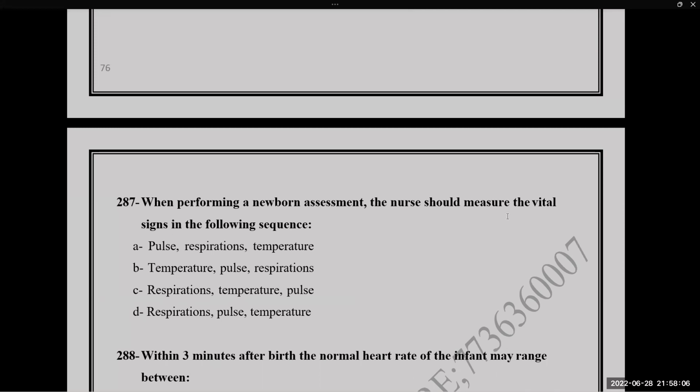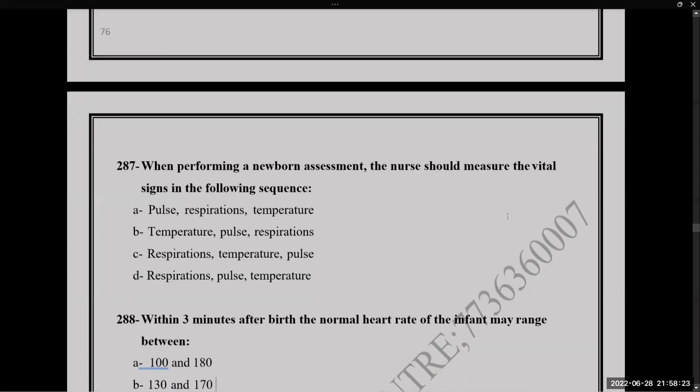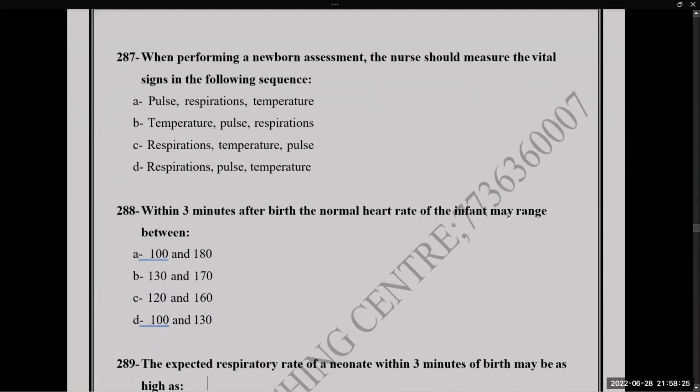Option D. Answer is D, respiration, ma'am. Respiration, pulse, temperature. So it is respiration, pulse, which one? Temperature. Respiration, pulse, temperature. Okay. So the option is D, right? Yes, ma'am. Okay, fine.